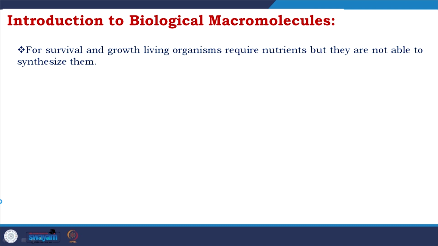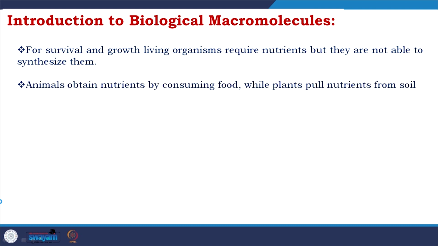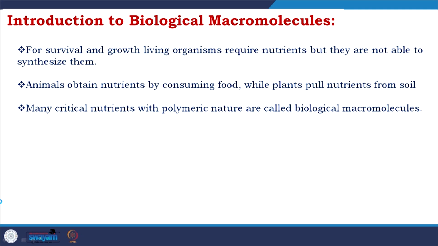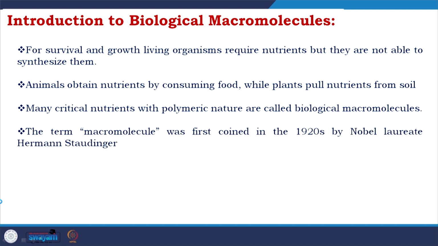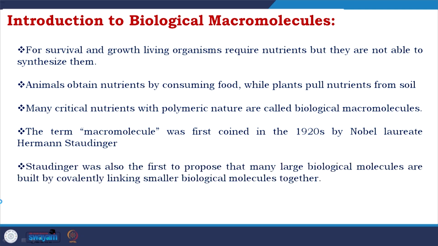So, coming to the introduction of biological macromolecules, for survival and growth, living organisms require nutrients, but they are not able to synthesize them. Animals obtain nutrients by consuming food, while plants pull nutrients from soil. Many critical nutrients with polymeric nature are called biological macromolecules. The term macromolecule was first coined in the 1920s by Nobel laureate Hermann Staudinger. Staudinger was also the first to propose that many large biological molecules are built by covalently linking smaller biological molecules together. He introduced the concept of monomer to polymer formation of the biologically relevant molecules.